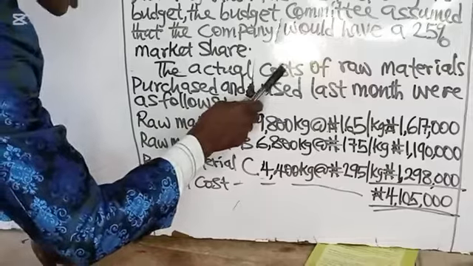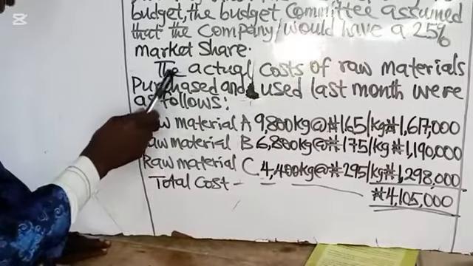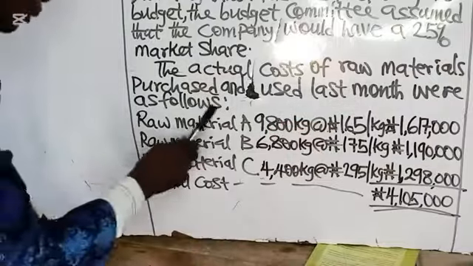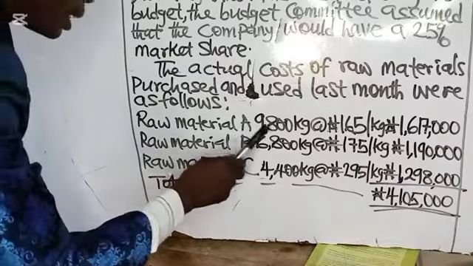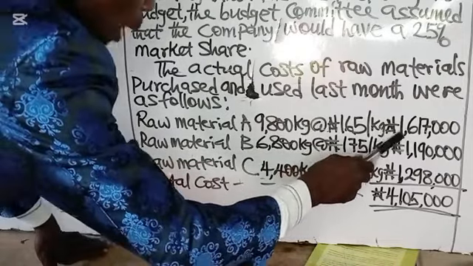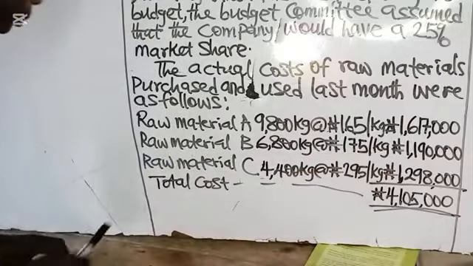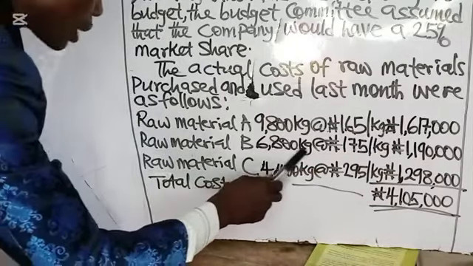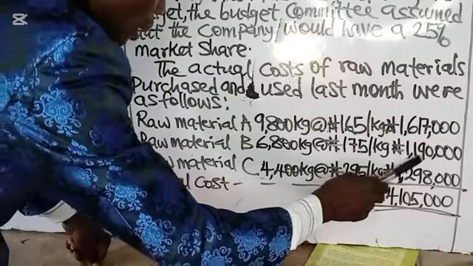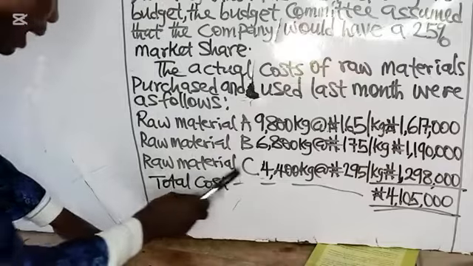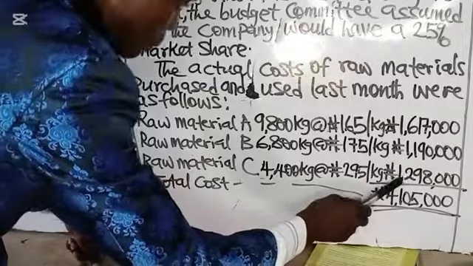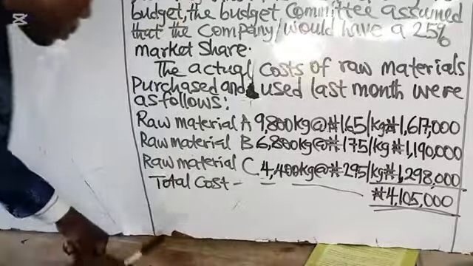The actual cost of raw materials purchased and used last month were as follows. Raw material A, 9,800 kg at 165 naira per kg, 1,617,000 naira. Raw material B, 6,800 kilograms at 175 naira per kilogram, amounted to 1,190,000. Raw material C, 4,400 kilograms at 295 naira per kilogram, that amounted to 1,298,000 naira. Total cost, 4,105,000 naira.